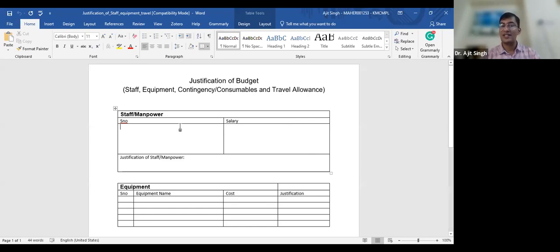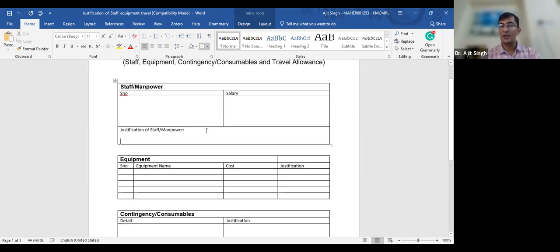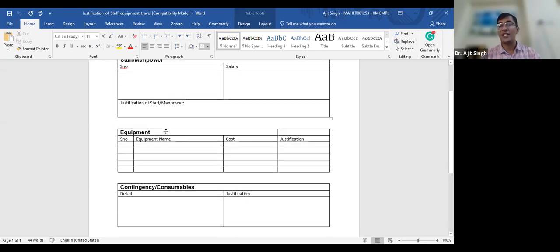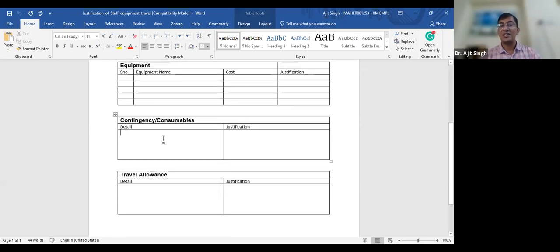You have to write everything in the staff and manpower section, and write the justification why you are asking for this many people, whether one, two, or five. Then equipment. What equipment do you require? Suppose I want HPLC to check glycemic HbA1c, thermometers, BP instruments. Whatever I need, I have to write why I need it in the justification, with the instrument name and the cost of the instrument.